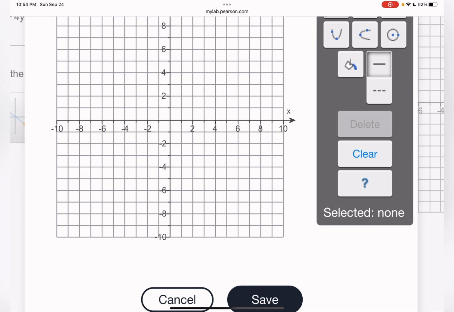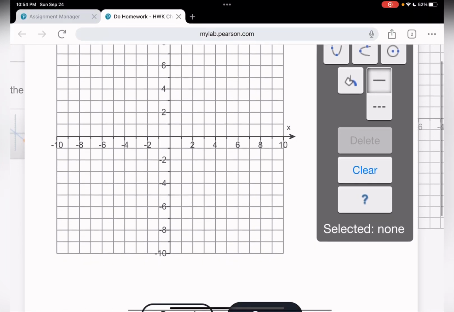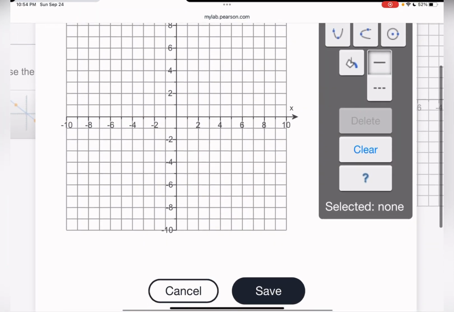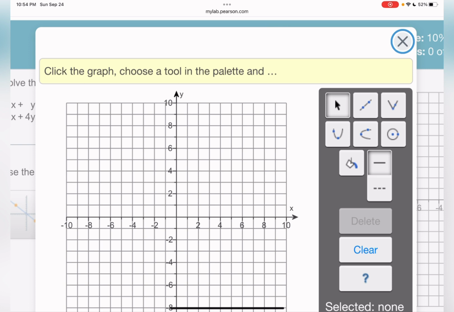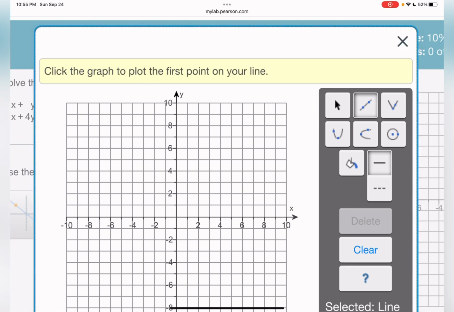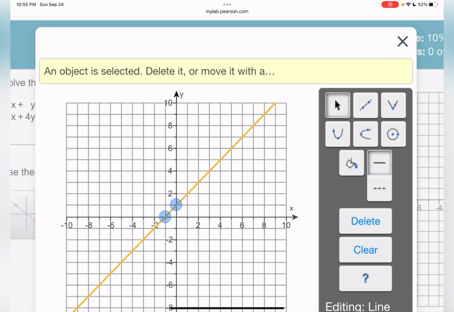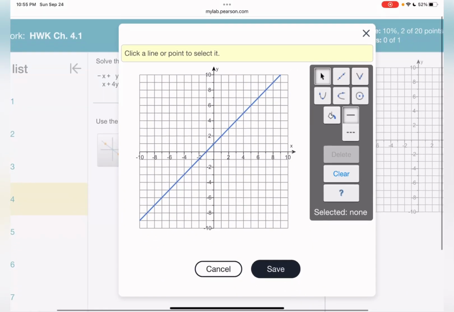So first I will go to, let me see. I'm going to take 0, 1. Okay, let me go from negative 1, 0 and 1, 0. There we go. This is the first graph. Save.